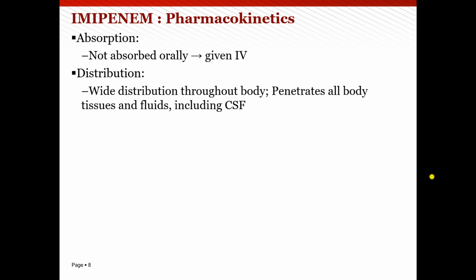One of the important facts regarding imipenem is that the drug has very different or characteristic pharmacokinetic properties. Imipenem is the prototype of the carbapenem group of drugs. It cannot be given orally because of poor oral absorption. That is why it is always given by the intravenous route. If we see the distribution, it is widely distributed in the body. It penetrates all body tissues and fluids including CSF.